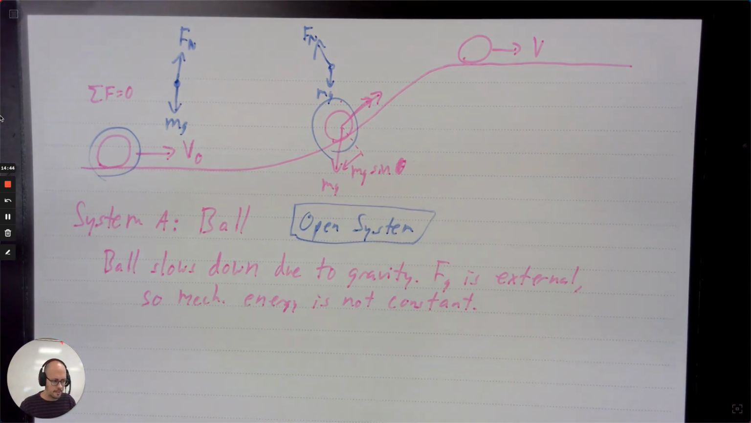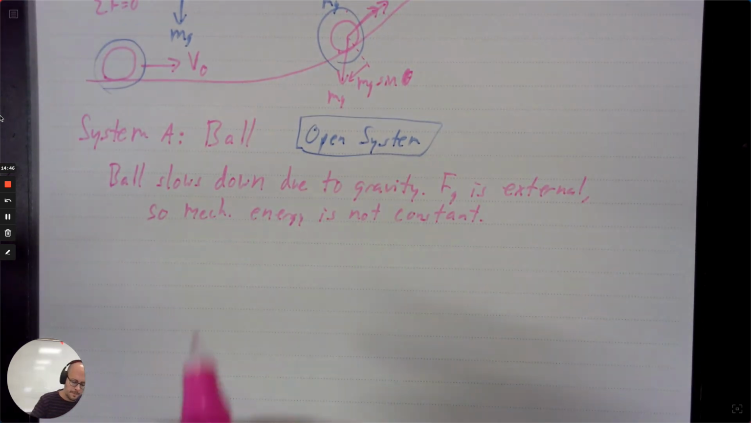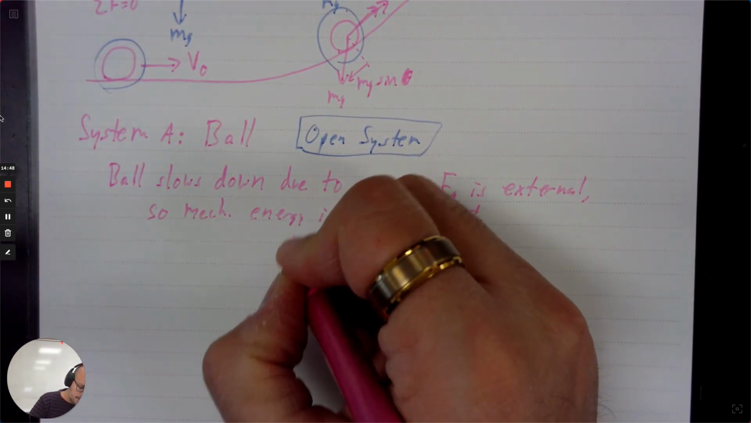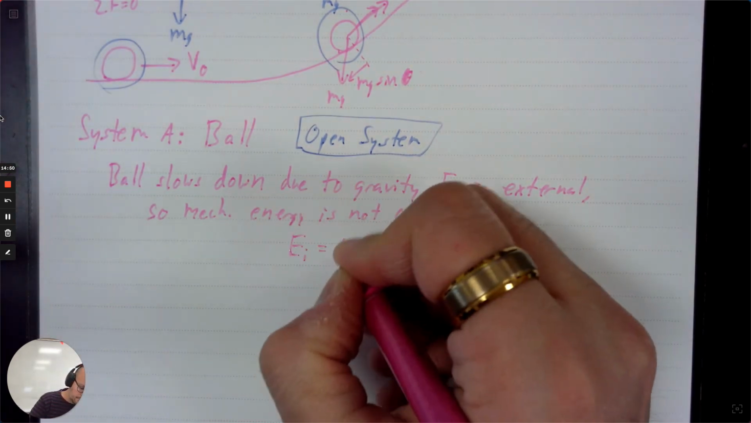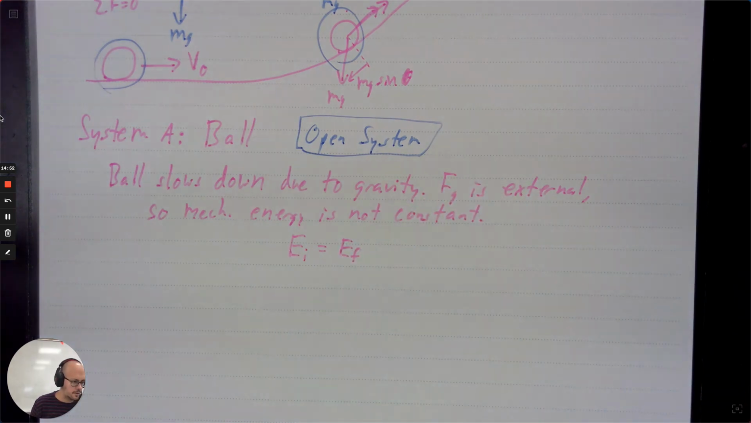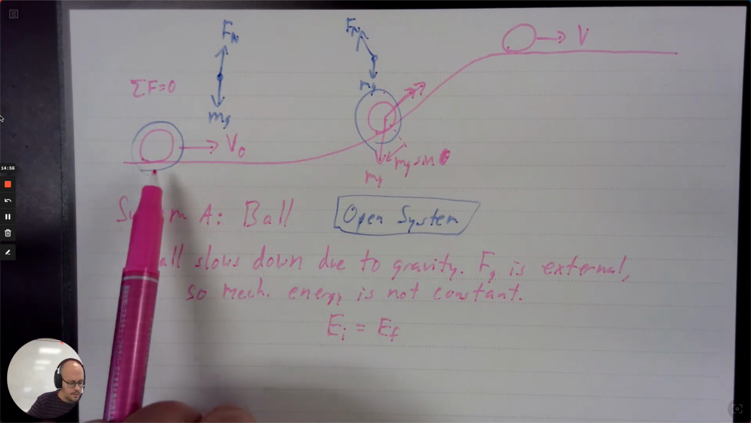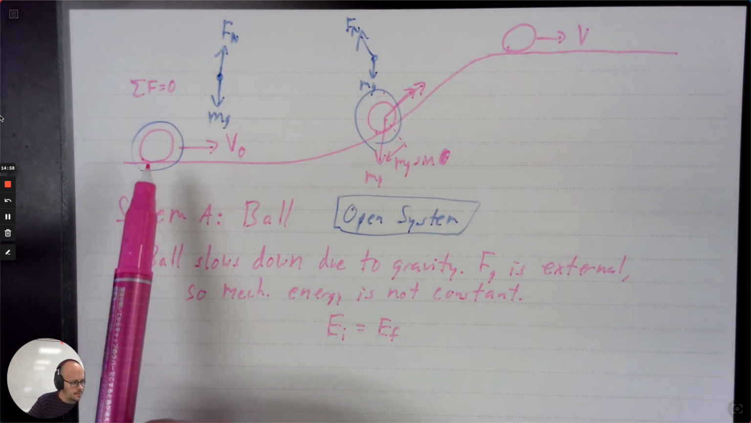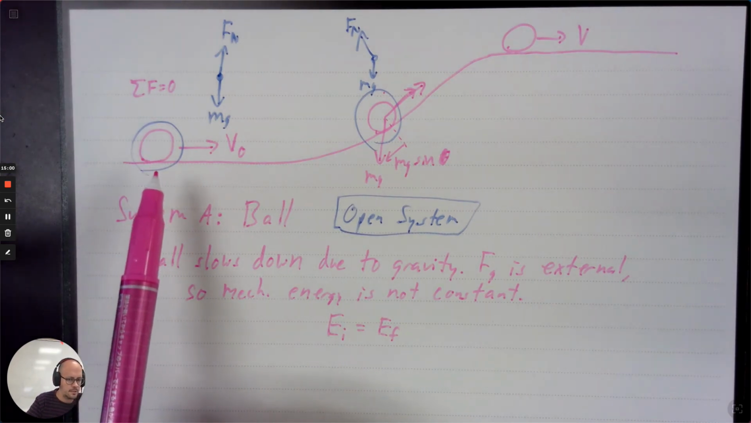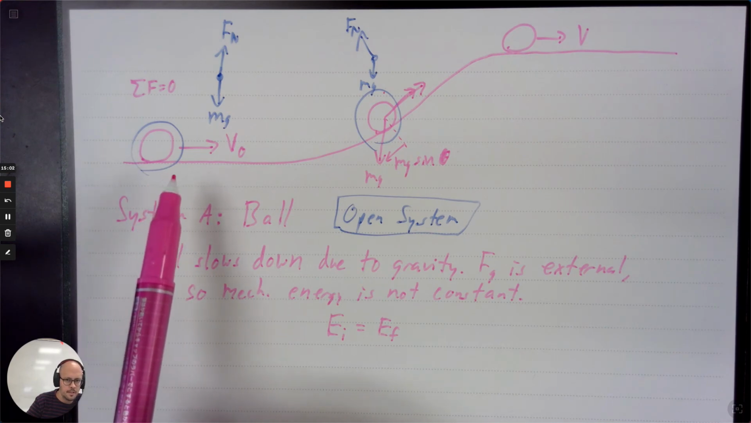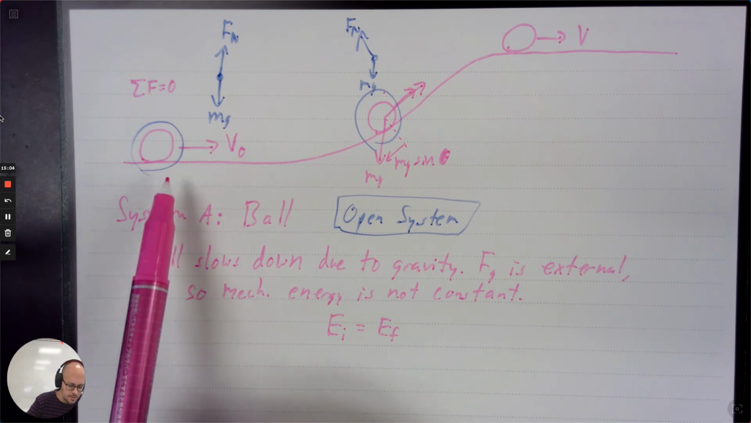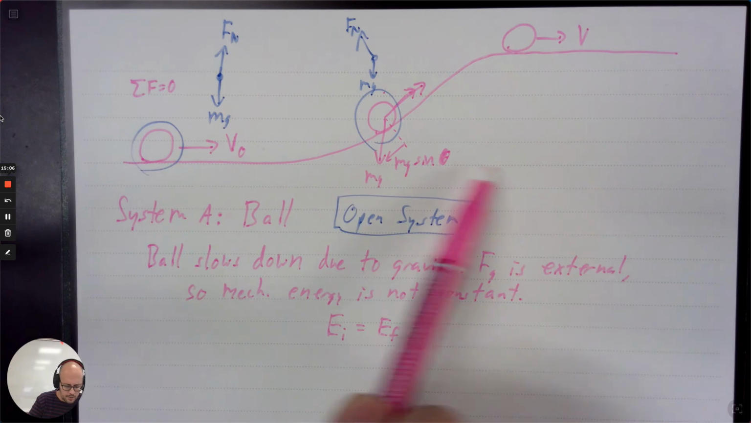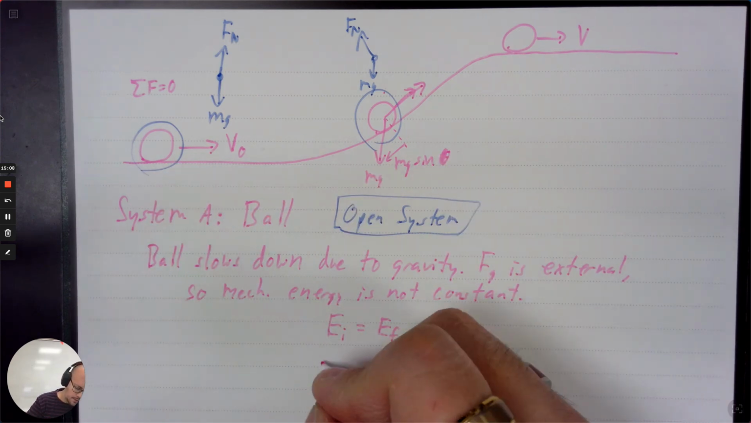The way that plays out in the equations is if we assume that mechanical energy is conserved, and we think, okay, the ball is down here, so what type of energy does it have? It doesn't have elastic potential energy because there's no spring. It doesn't have gravitational potential energy because it's at the lowest point that it's going to be. It definitely has kinetic energy.